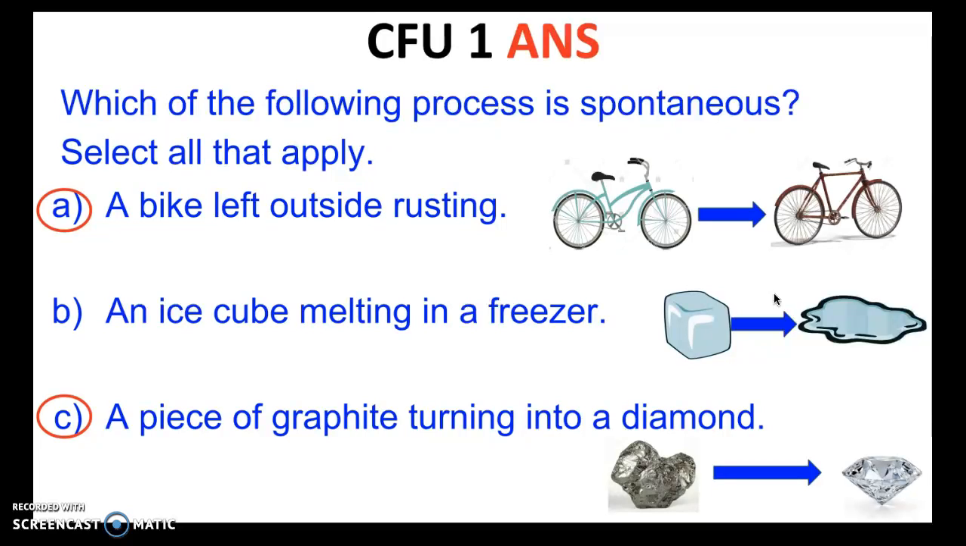So graphite will on its own turn into diamond. You don't have to do anything extra to it. You don't need to have high temperature, you need to have high pressure. It will happen on its own. However, it takes a long time, millions and millions of years, and that's why we never see it happen. This is to show that something can be spontaneous, but really slow.